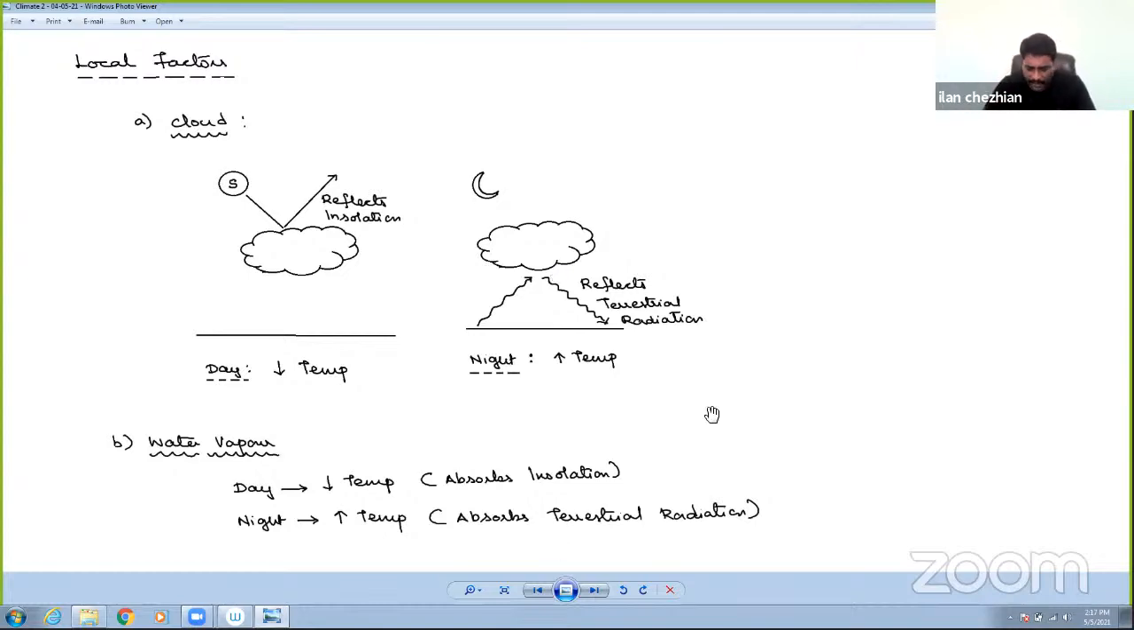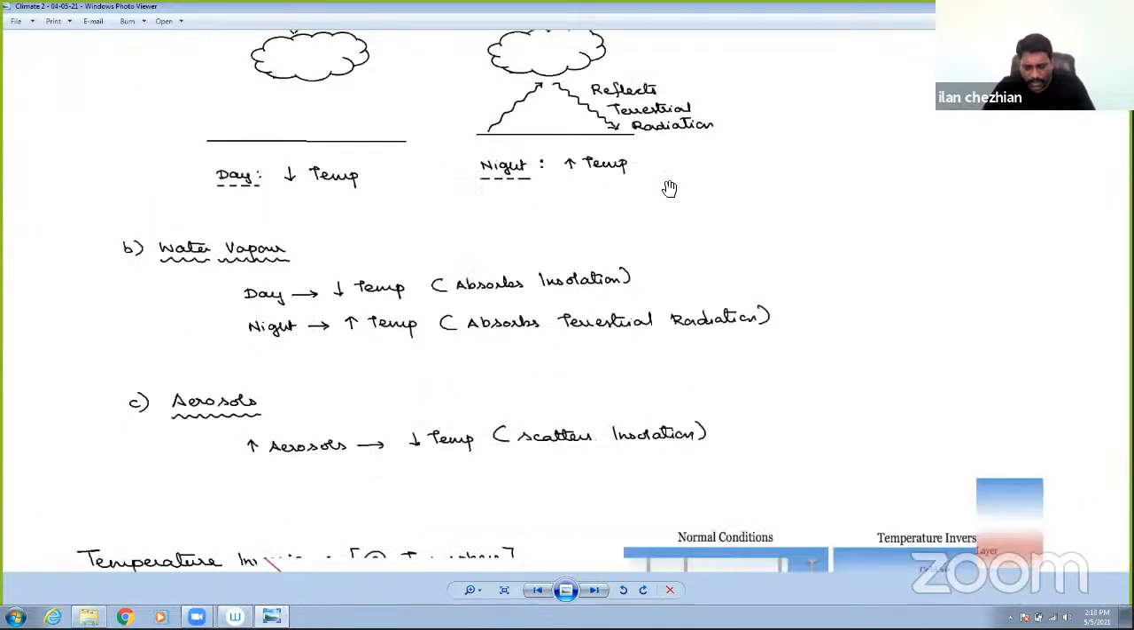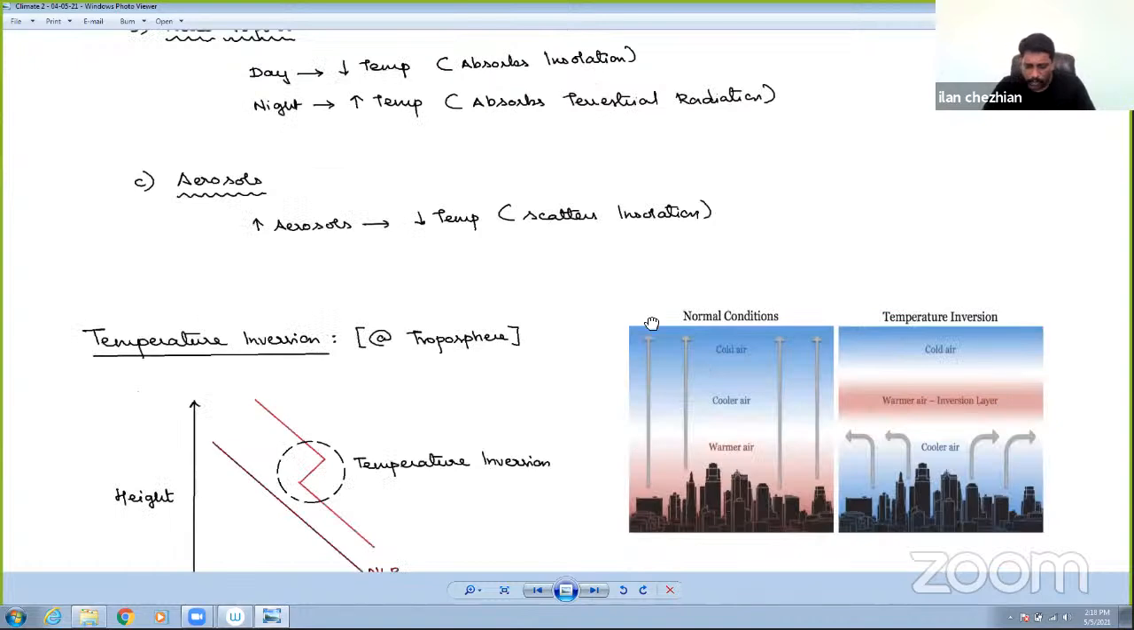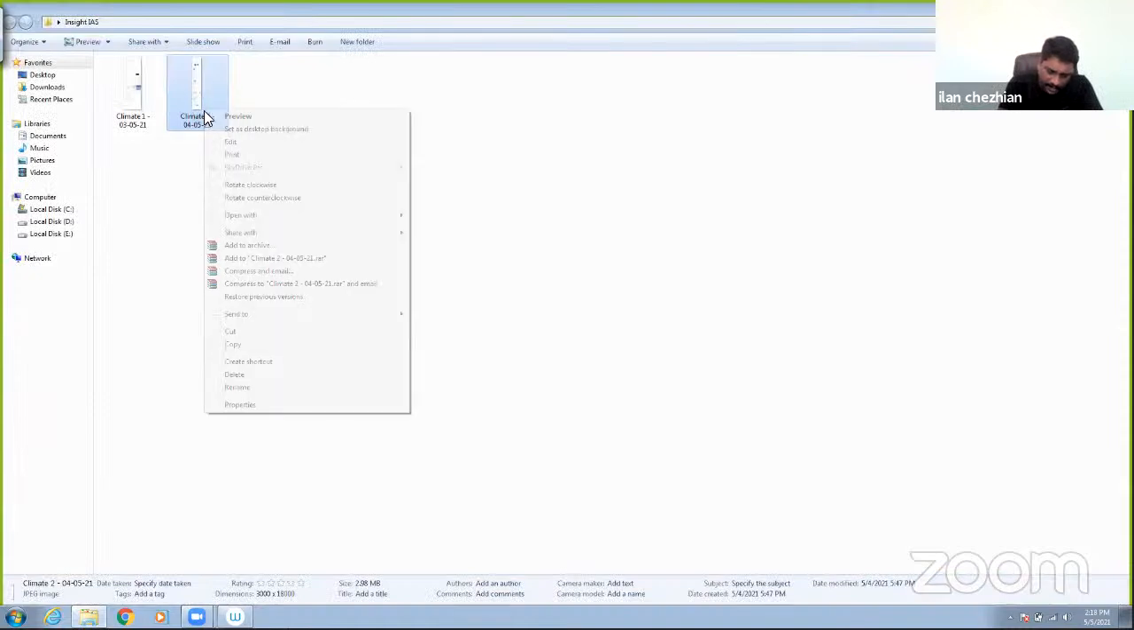Then we also talked about water vapor. Water vapor behaves more like cloud itself. Then finally, we also talked about the case of aerosol, my friend. And just before we concluded the class, we were talking about temperature inversion. What is temperature inversion? Normally, when you increase the height, temperature should decrease. But under certain circumstances, the temperature also increases with increasing height. This deviant character, you call temperature inversion, my friend.